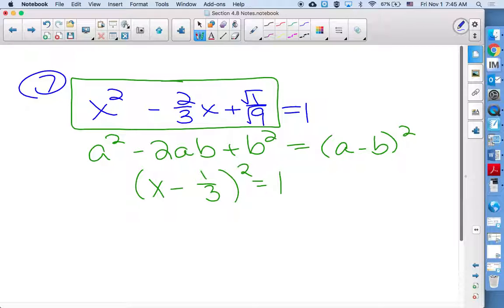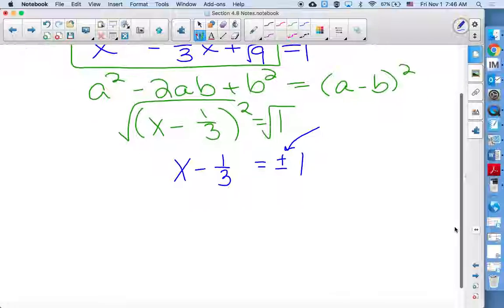So then to solve it, it said solve using square roots. I take the square root of each side. What is the square root of 1? 1. But don't forget that plus or minus. And the plus or minus goes here, right after you take the square root. Not in the answer. So the plus or minus goes right after you take the square root.